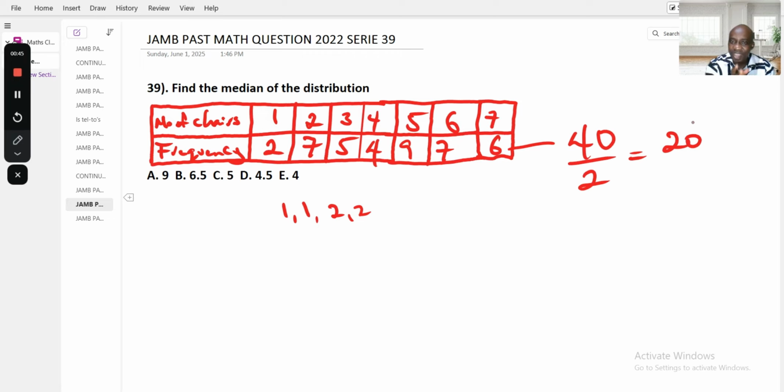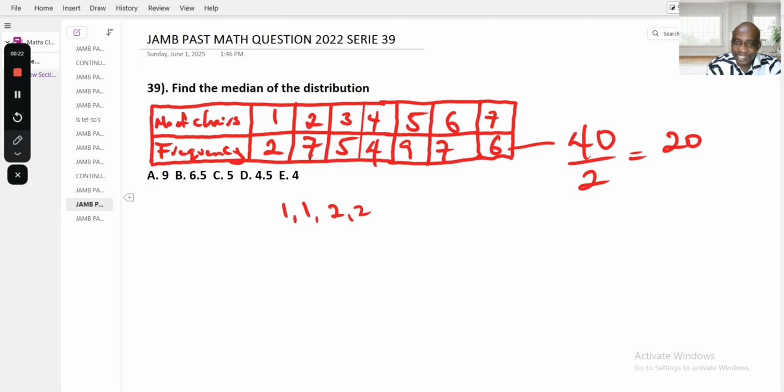You will not see anything exactly in the middle. Therefore, you are going to take the 20th plus the 21st, add them together and divide by 2. That is how you get your median. How do we get the middle one here? We were told that the total is 40. Now, let's add up this frequency. When it reaches 20, we stop there.